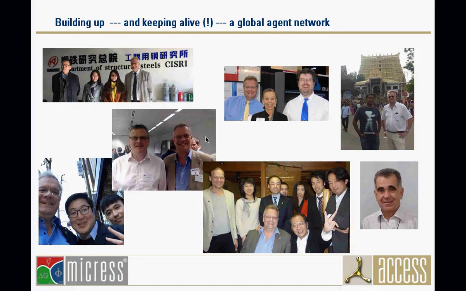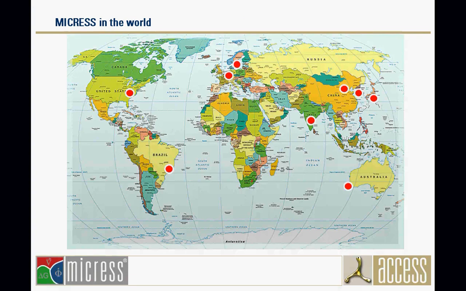So next step, if you want to enter the market with your software, you have to build up and keep alive a global agent network. The good story we had is that there was already a network from Thermocalc software, and actually all the customers from Thermocalc software might in the long term become interested in MICRESS as well. So we could build on that existing network, and we have to maintain it by visiting the people from time to time, giving them support in their sales activities, and so on.